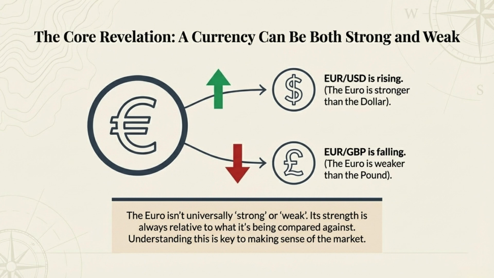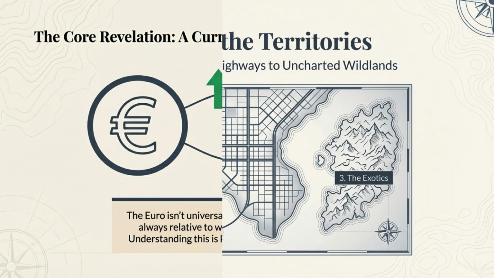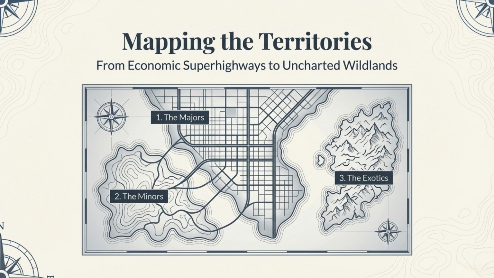We know what a pair is, and we know that relativity is everything. Now we have to move into the practical world of execution and risk, because not all pairs are created equal. And this section is the longest and honestly probably the most critical for protecting your money while you learn.